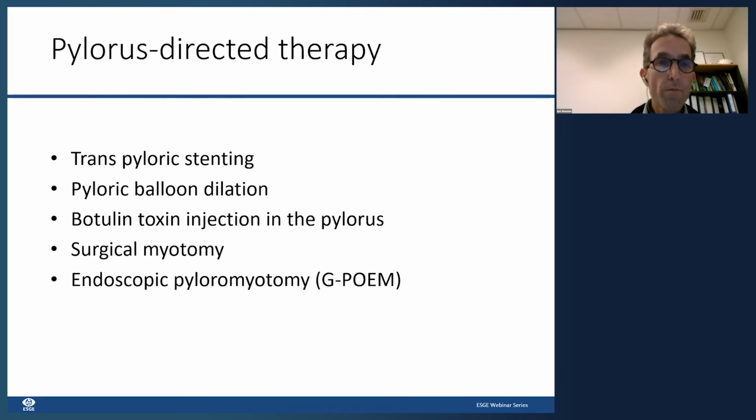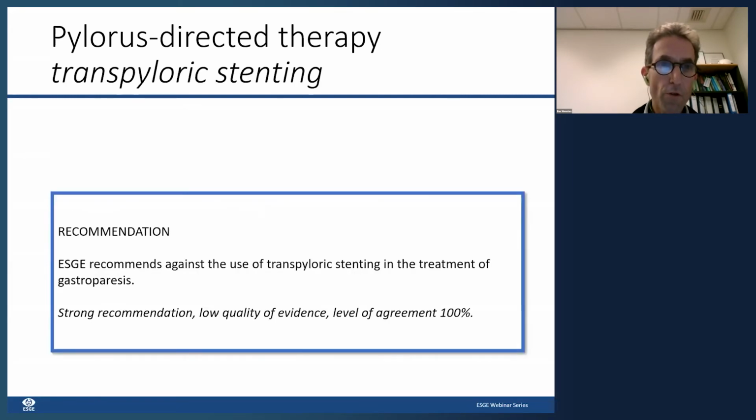So then we can proceed to pylorus-directed therapy, and we've got several options: transpyloric stenting, pyloric balloon dilation, botulinum toxin injection, surgical myotomy, of course, but that's not an endoscopic treatment, and endoscopic pyloromyotomy, also called G-POEM. Let's very briefly review those options.